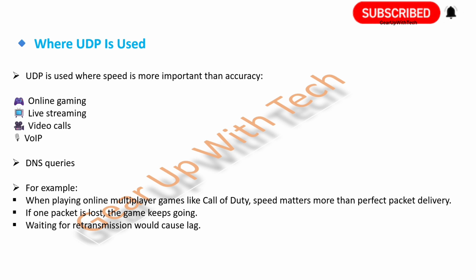So where is UDP used? UDP is used where speed is more important than accuracy, like online gaming, live streaming, video calls, VoIP, and DNS queries. For example, when playing online multiplayer games like Call of Duty or PUBG, speed matters more than perfect packet delivery. If one packet is lost, the game keeps going on. Waiting for retransmission would cause lag there.